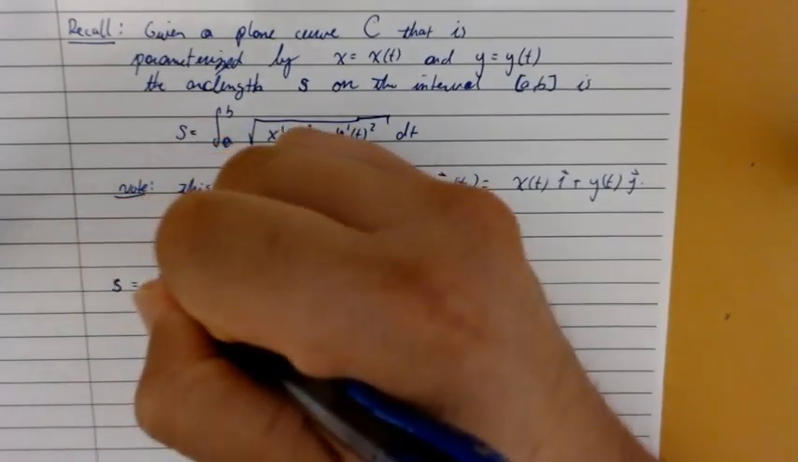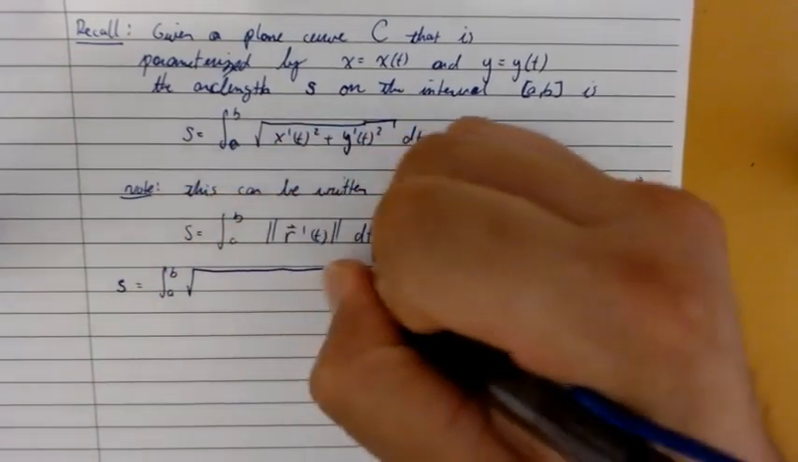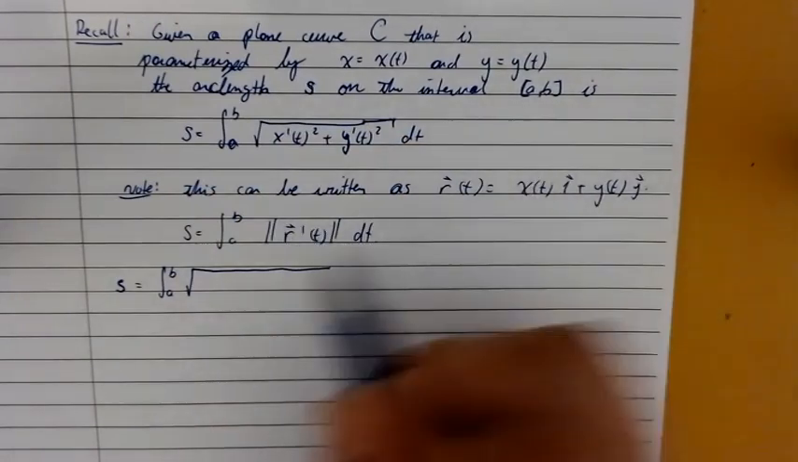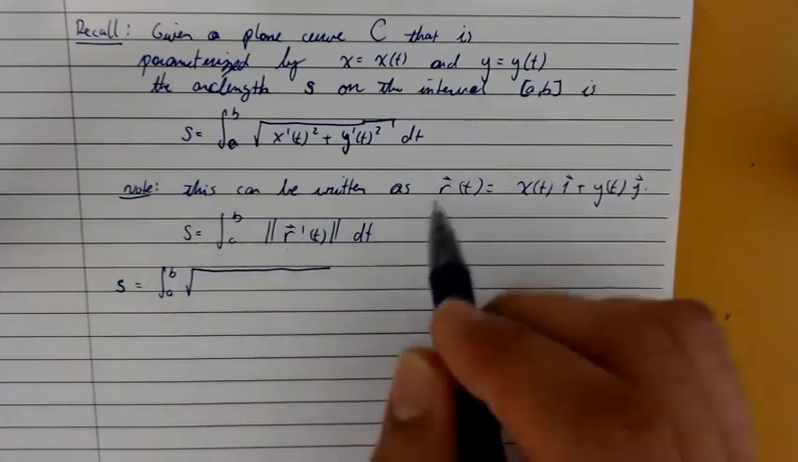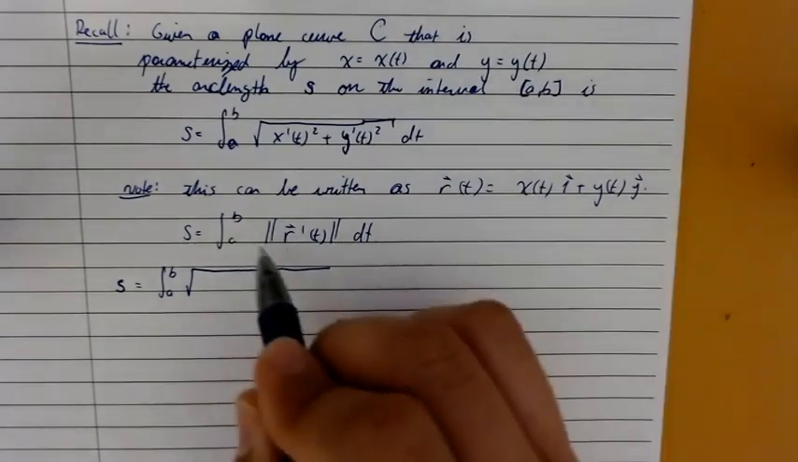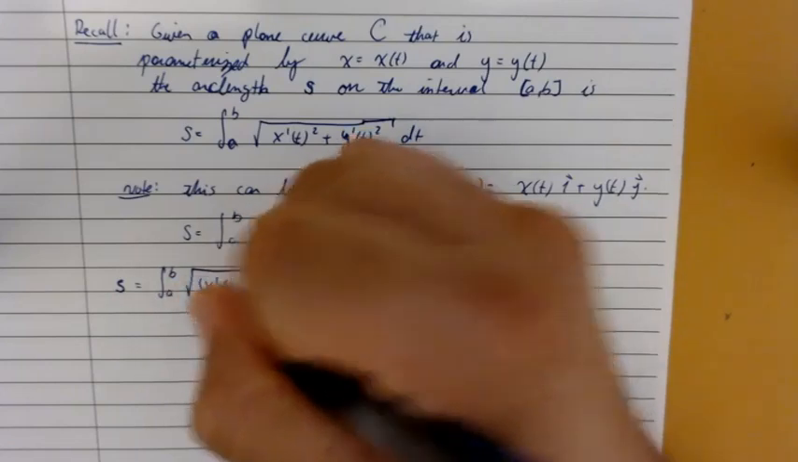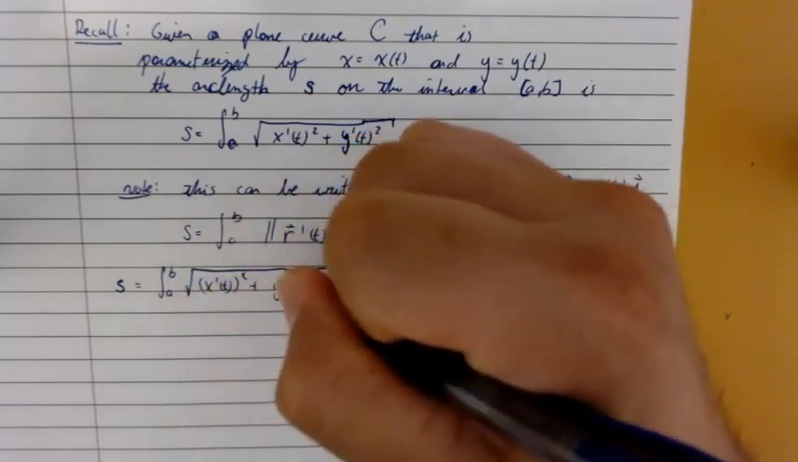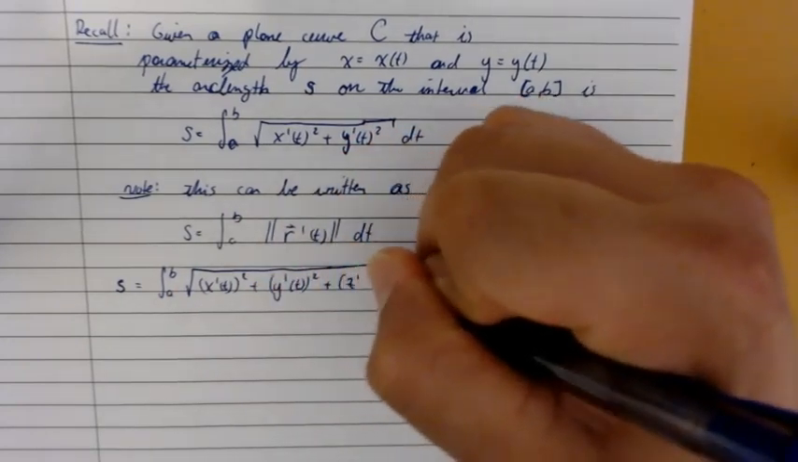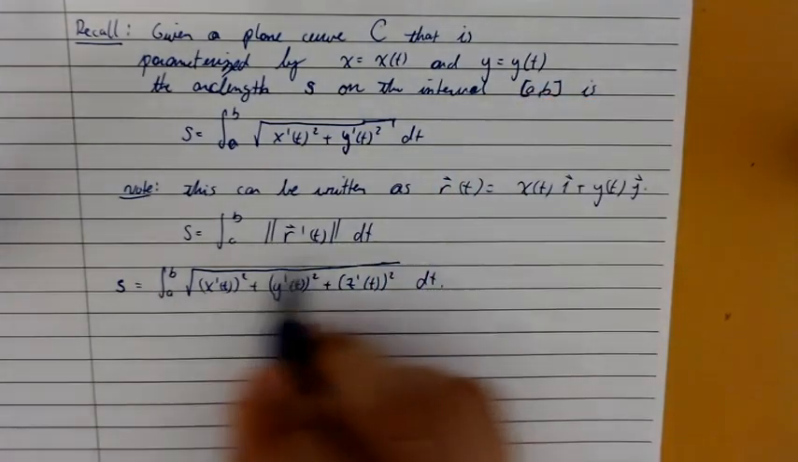S is equal to the integral from a to b of the square root of, well, if we had a vector-valued function in space, it would have three components. So taking the derivative of that would give us the derivative of x, the derivative of y, and the derivative of some z of t. And then taking the magnitude of those would give us x prime of t squared plus y prime of t squared plus z prime of t squared dt, which of course is also equal to this.